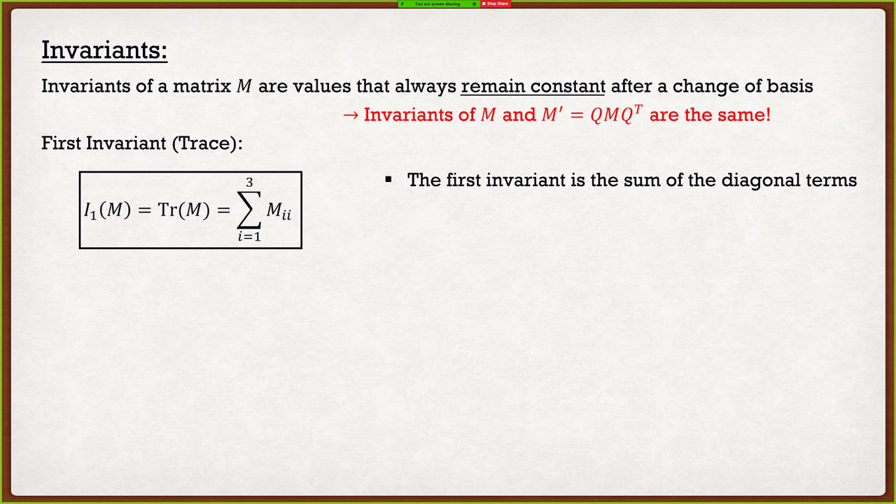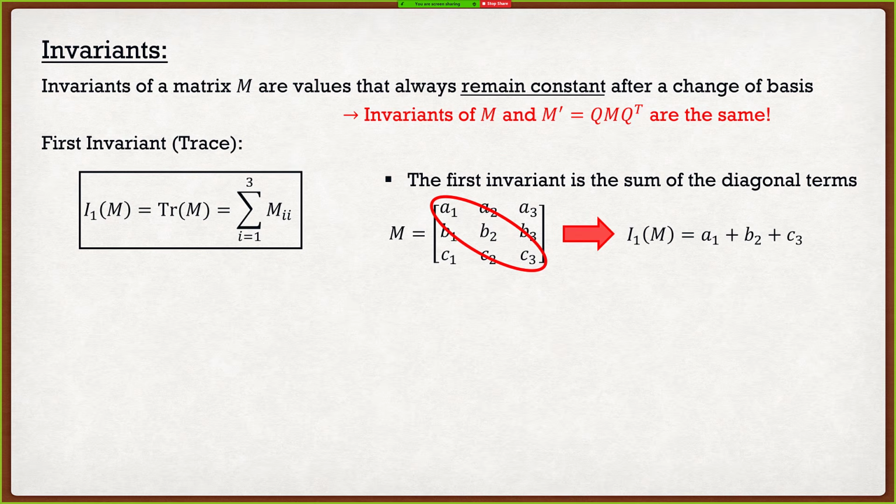However, what I like to do is I'm just going to show you guys a picture. Let's say that we have a matrix M where it's A1, A2, A3, B1, B2, B3, etc. Well, the first invariant is simply just going to be the sum of those diagonal components. So for a 3 by 3 here, it's going to be A1 plus B2 plus C3. If this was 2D, it would just be A1 plus B2. All right, so the trace is actually a very simple invariant to calculate. And again, even after we change the coordinate system, this first invariant is going to remain the exact same.